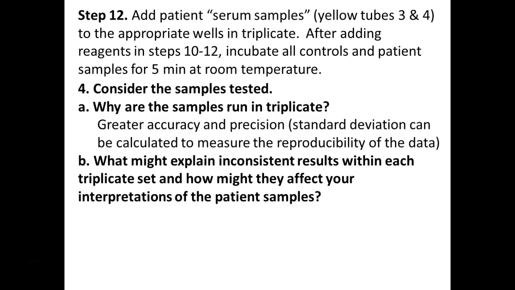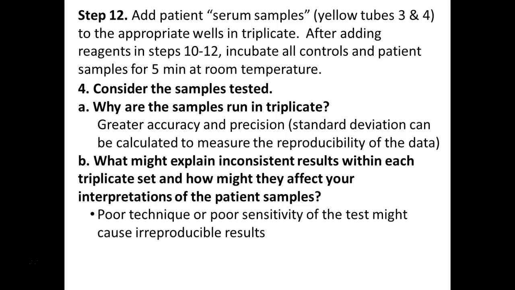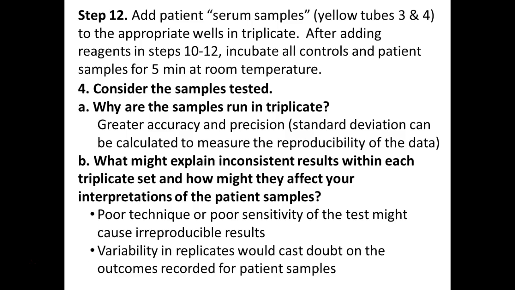What if we get inconsistent results? Is that good? So what if one tube of the triplicate is positive and the other 2 are negative? What does that mean? You probably made a mistake, right? Are you going to trust those results? No. It could be poor technique. It also can be poor sensitivity too. But this is a pretty sensitive test that we're doing today. So more likely you screwed up. Variability in our replicates casts doubt on our outcomes, right? This is not good.